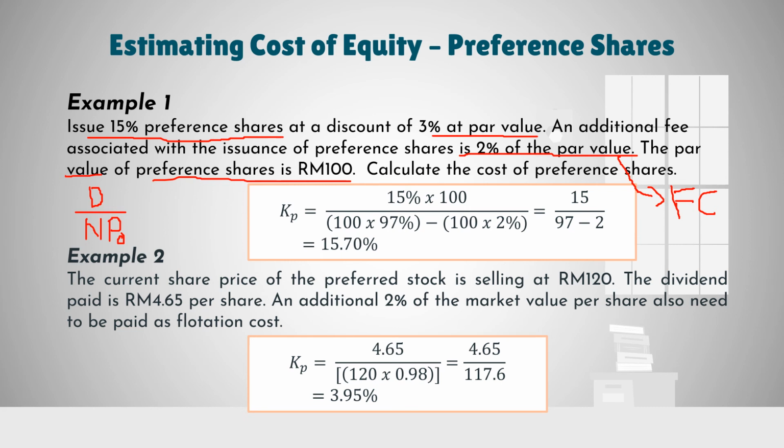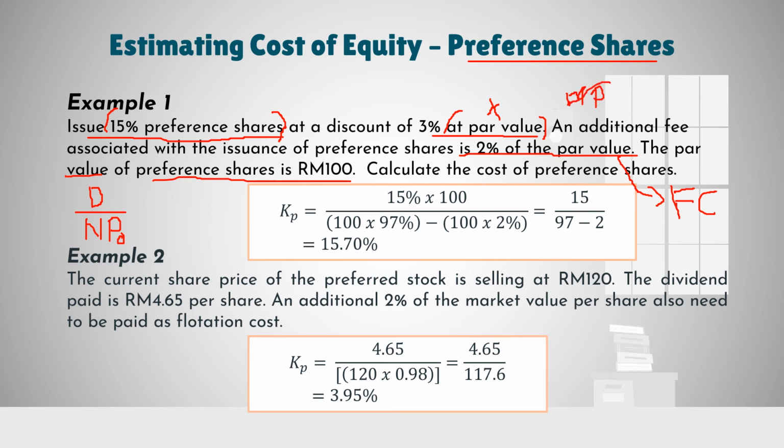So dia ada dua tips yang you kena tahu. So I hope that everyone can take note the tips. So first one, kalau kita nak tahu dia dividend untuk preference share, dia ada tulis macam ni, 15% of preference share. So we know that this one is the dividend. So you have to know bila ada at par value, 15% have to time with the par value. Dia tak boleh times with the market price.